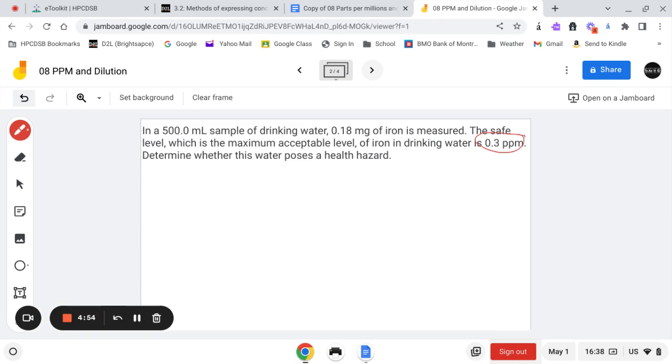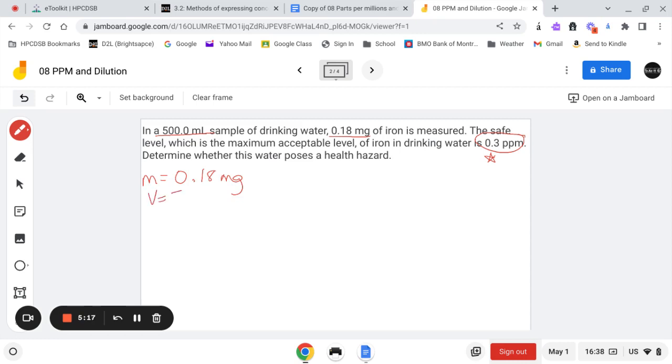It says determine whether this water poses a health hazard. Well, we know the volume of the sample, we know the amount of solute, so let's calculate the parts per million and then see how it compares to the acceptable value. So my mass is 0.18 milligrams. This is good. This is the unit that I need.